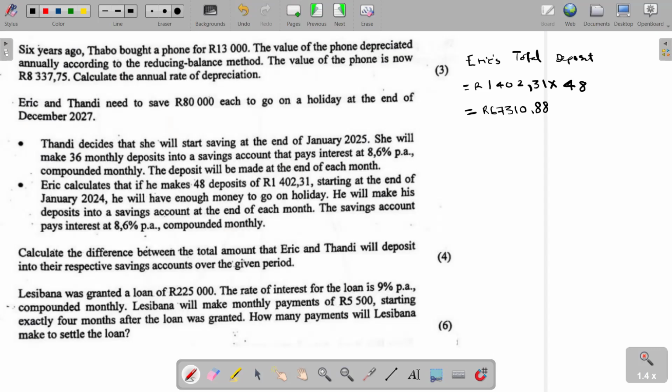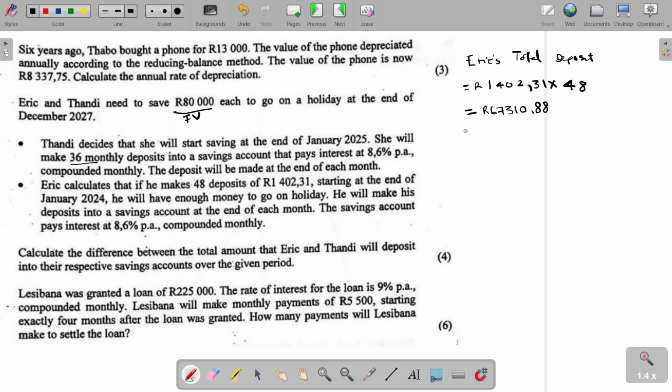The next person is Tandy. But for Tandy, we do not even know the monthly deposit. So we first have to calculate the monthly deposit. But from the information that we are given, 80,000 is the amount that they want at the end of December 2027. So it means this 80,000 is the future value. But to raise this money, what is this person going to do? She decides to make 36 monthly deposits into a savings account, meaning because they are continuous deposits, this becomes an annuity. So we are going to use the future value of an annuity.